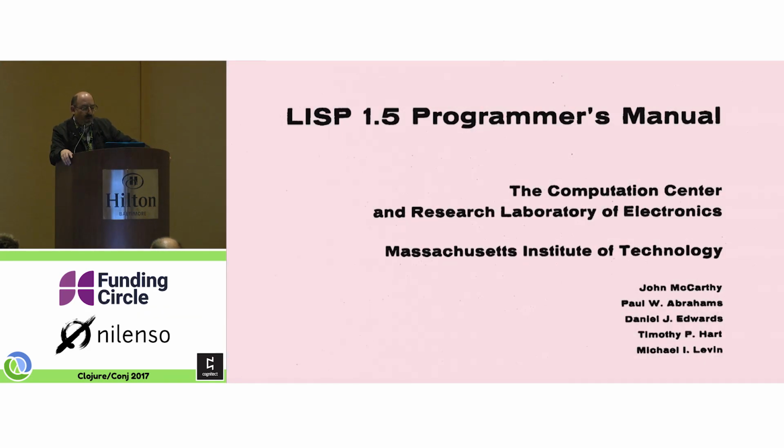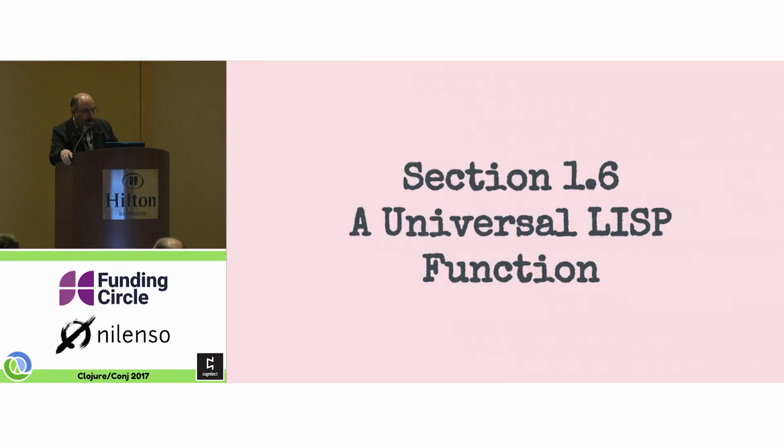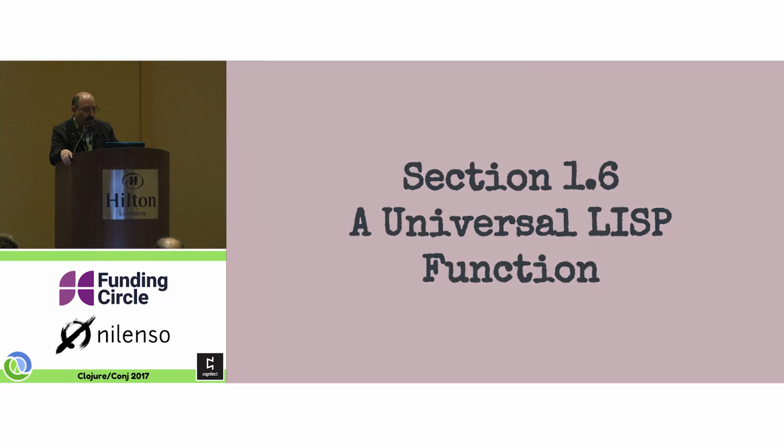Somewhere around 1962, this manual got published by MIT, written by John McCarthy and some other people. The interesting part of this programming manual is that it had section 1.6, titled a universal Lisp function. It explained here in a formal notation how we could define basically Lisp in terms of itself.